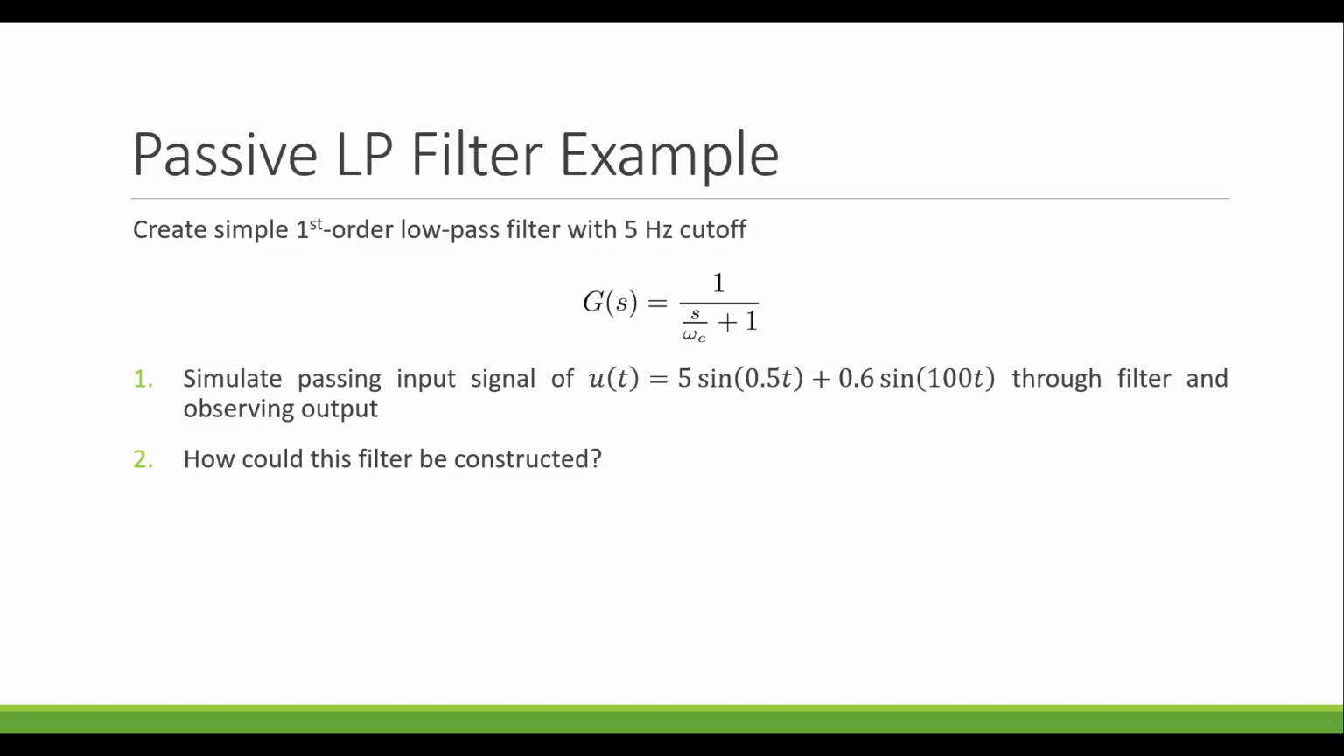So if we want this 5 Hertz cutoff, we have to set omega c to 5 Hertz. But really we need it in radians per second, so we're going to multiply it by 2 pi. So we're going to make this omega c equal to 10 pi. And then that's going to be the transfer function of our filter.